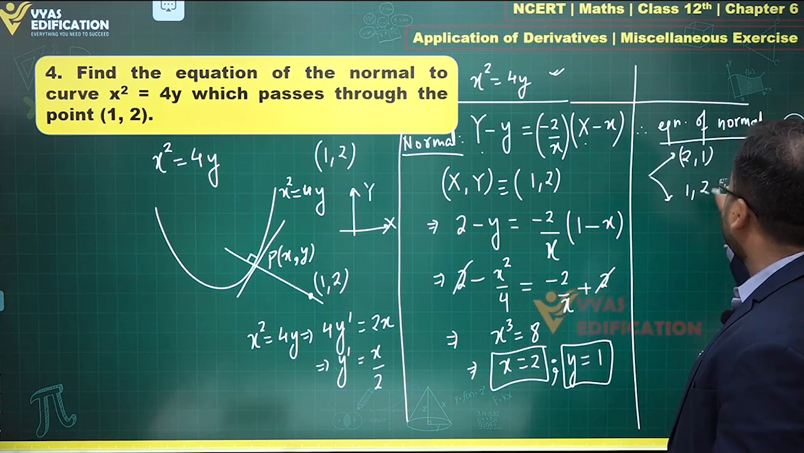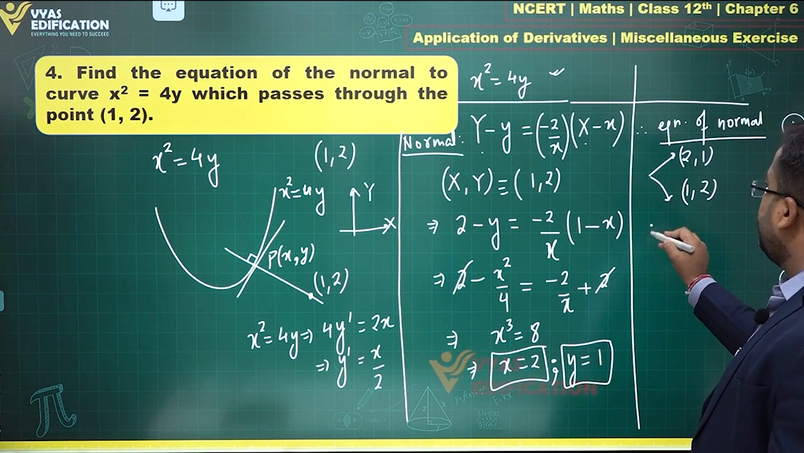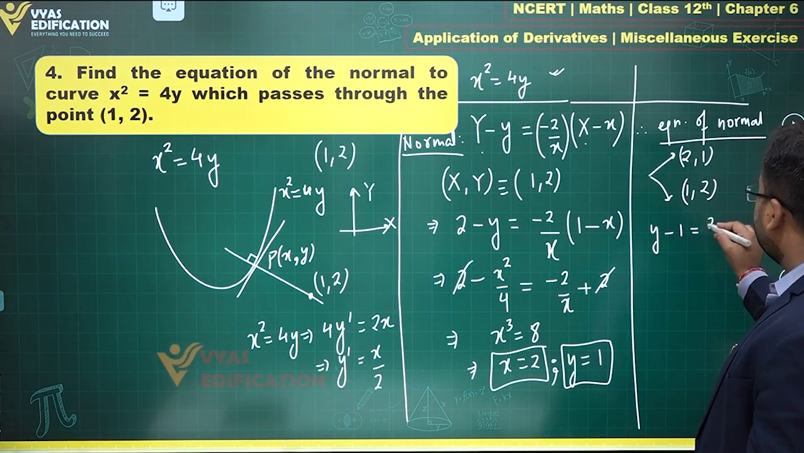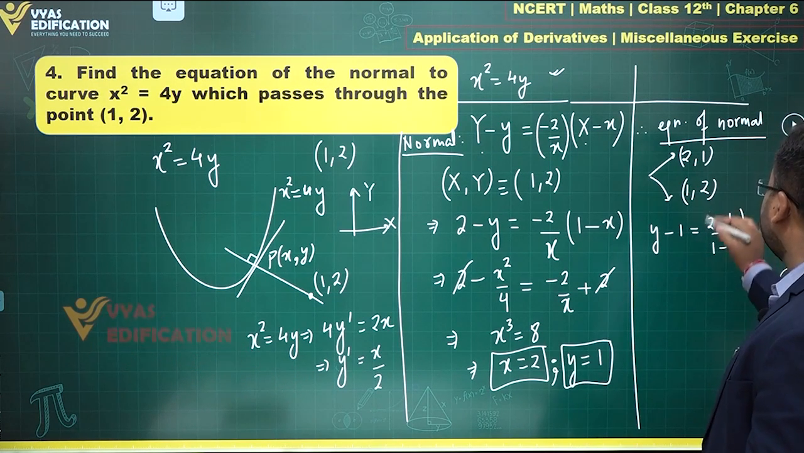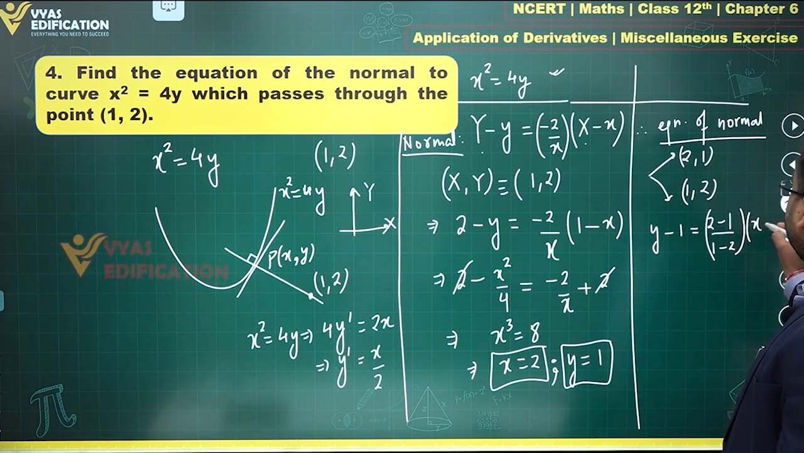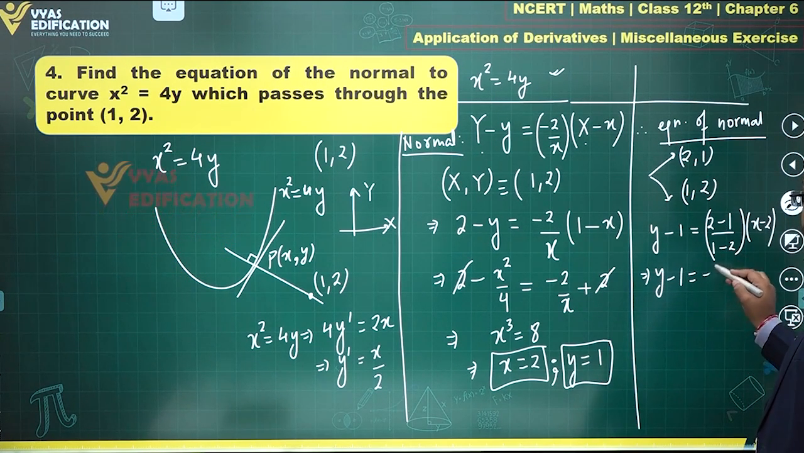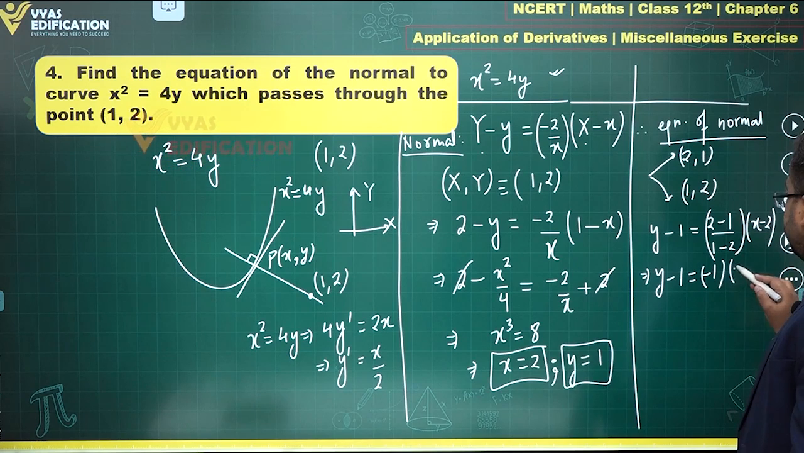Let's use this point (1, 2). So the equation of normal will become y minus 1 is equal to (2 minus 1) upon (1 minus 2), that's the slope, times x minus 2. What does that give me? This is y minus 1 is equal to minus 1 times x minus 2.